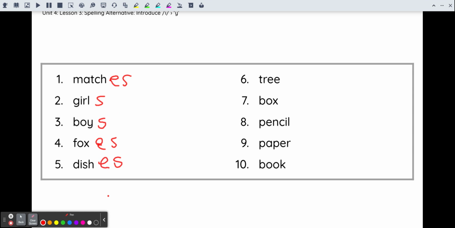One tree, two trees. How do I change tree to its plural form? Add an S is correct. One box, two boxes. Change it to its plural form. We add ES is correct. One pencil, two pencils. To change it to its plural form, we add an S is correct.